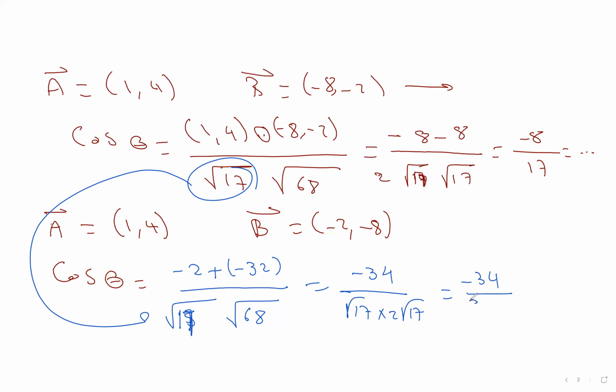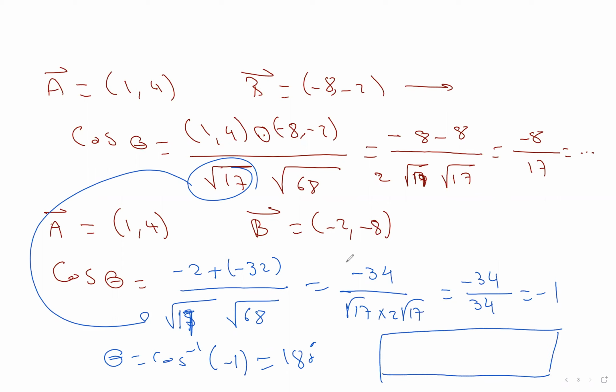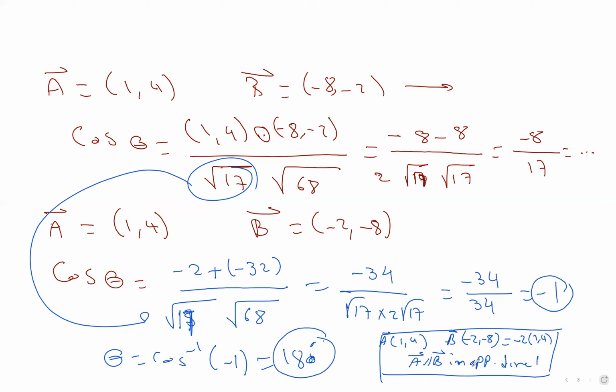It will be -34 over 34 equals -1. And theta will be cosine inverse of -1. Can you find it, please? So theta will be 180 degrees. So we have one very important case here. A was (1, 4) and B is (-2, -8). If we take -2 common, you will find (1, 4). So A is parallel to B in opposite directions, then the angle between them is 180 degrees. So if cosine theta is -1, then the two vectors are parallel and in opposite directions.